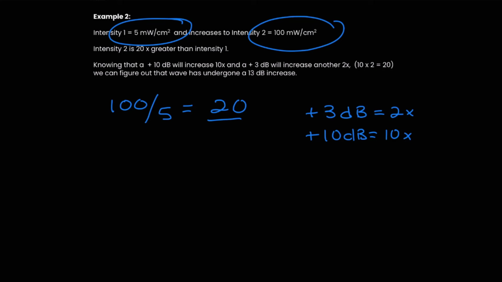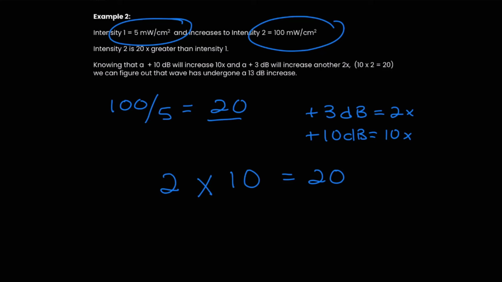Whenever you are considering the factor increases with the decibels, remember that we are multiplying them. We're not adding them, we are multiplying them. We can see that an increase in a factor of 2 and an increase in a factor of 10 will result in an increase in a factor of 20, because 2 times 10 is 20.